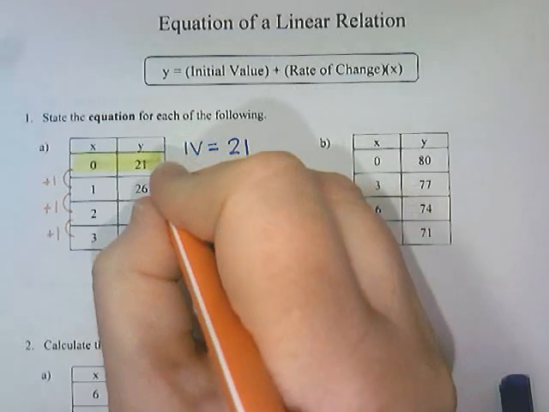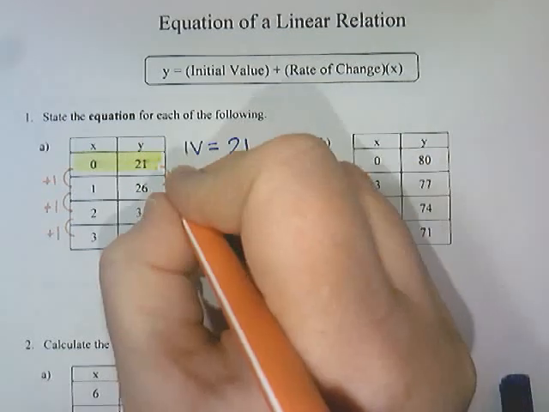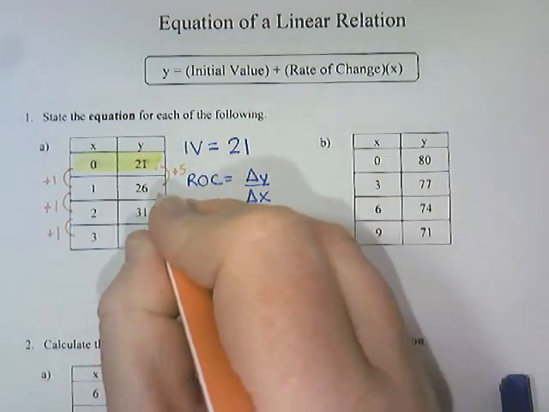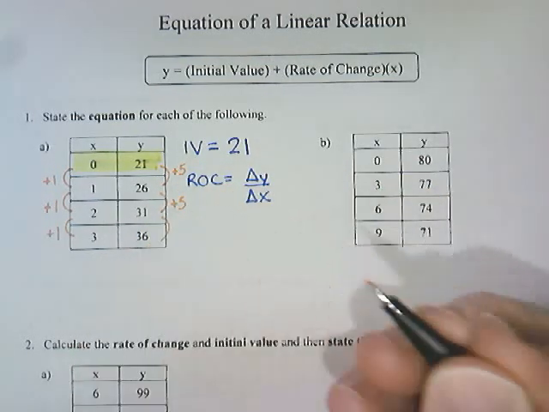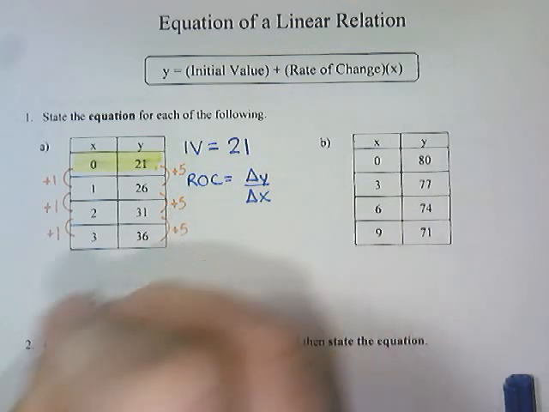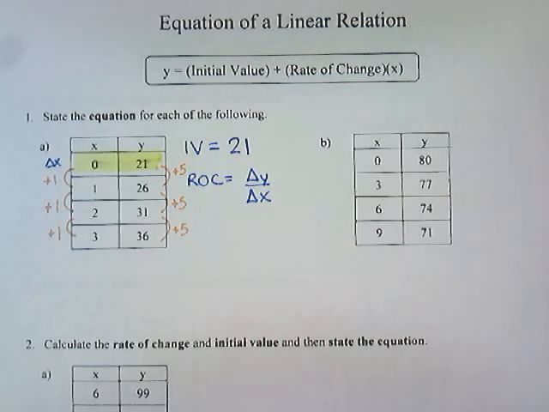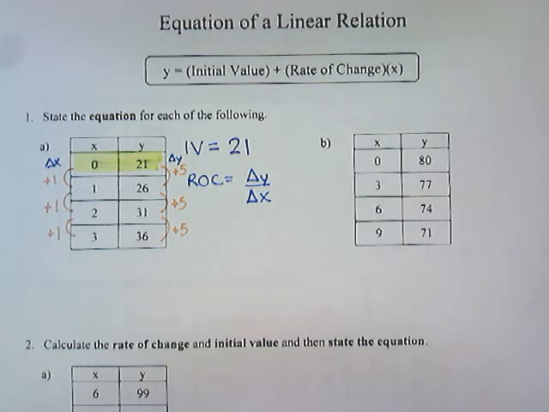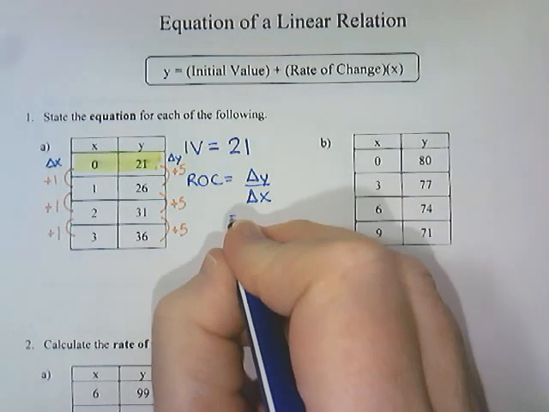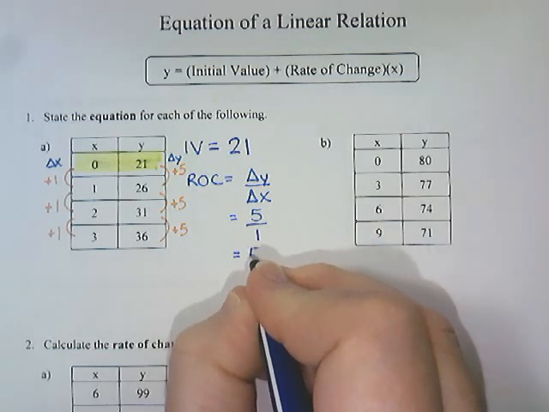On the other side, from 21 to 26, you can do that on your calculator by doing 26 take away 21, but I added 5. And then from 26 to 31, we added 5. And from 31 to 36, we added 5. So on the x side, these differences are my delta x, or change in x. And on the y side, those are the delta y's, or the change in y's. So my delta y is going to be 5, delta x is 1, and 5 divided by 1 is just 5.